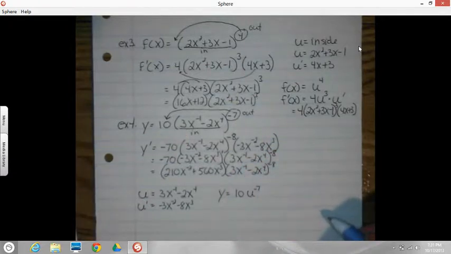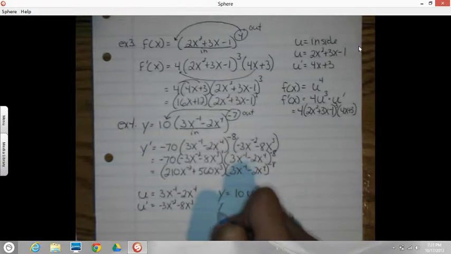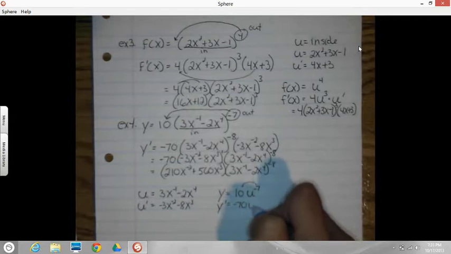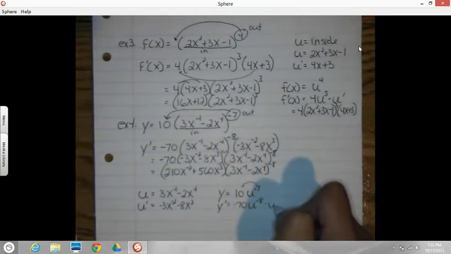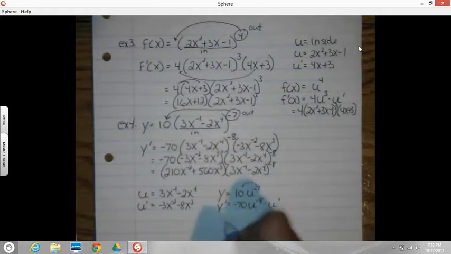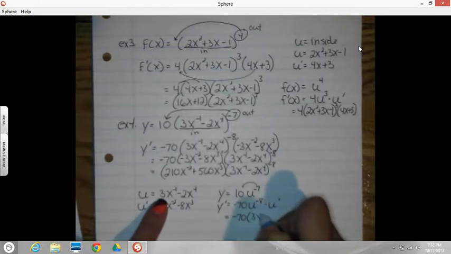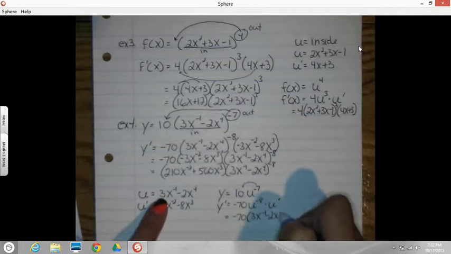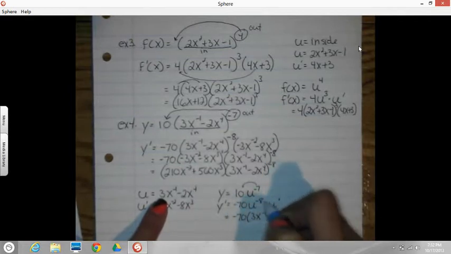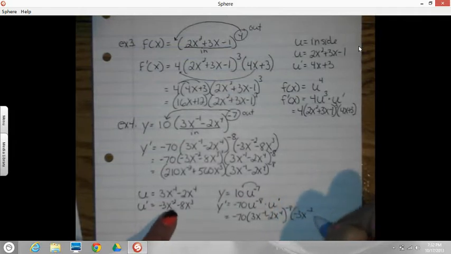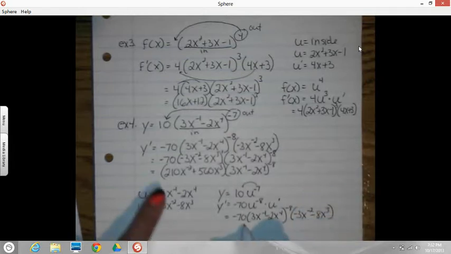Now I'm ready for the derivative, and I see a power rule. So negative 70 u to the negative 8th times, you always got to stick on u prime. So now I just substitute back negative 70. What was u? Oh, it was this quantity, 3x to the negative 1 minus 2x to the fourth, all that raised to the negative 8th times negative 3x to the negative 2 minus 8x cubed. And again, you can see where we finished up here when we bring this to the front and distribute.